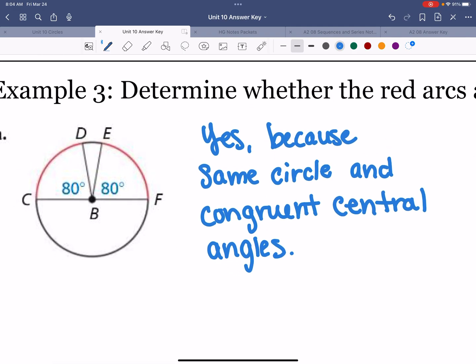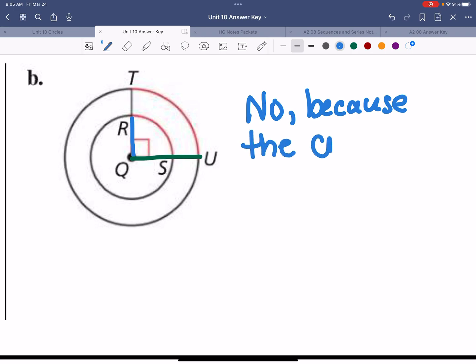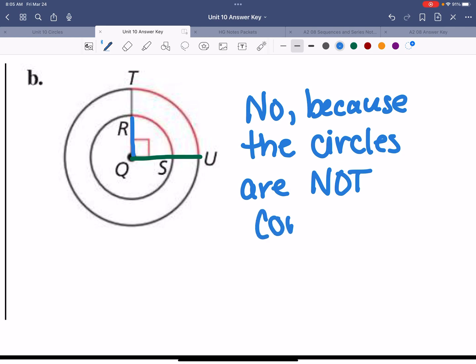Looking at part B of this example, I need to look here and say, do I have congruent circles or the same circle? Well, I have two different circles here, and looking at these, one is inside the other. That's going to be the radius of one. The other one's going to be slightly larger. So no, I cannot even move to the next step, because the circles are not congruent. Now, just because the central angles are congruent does not mean the circles are. And so I cannot claim those arcs are congruent if the circles are not congruent.